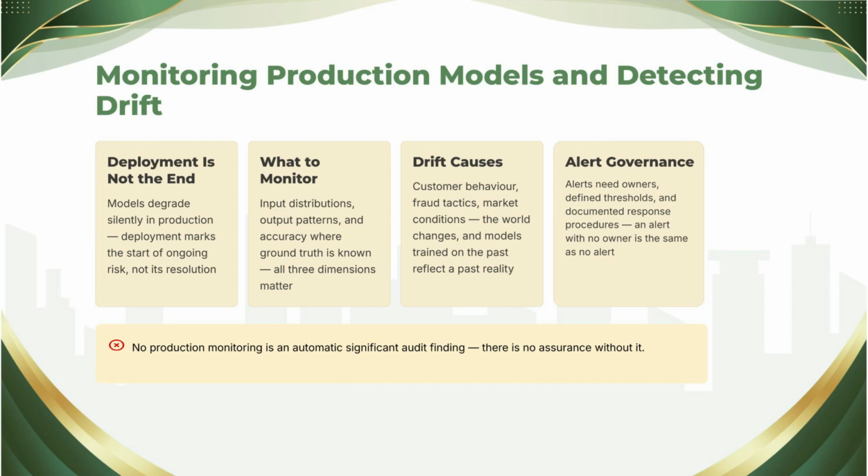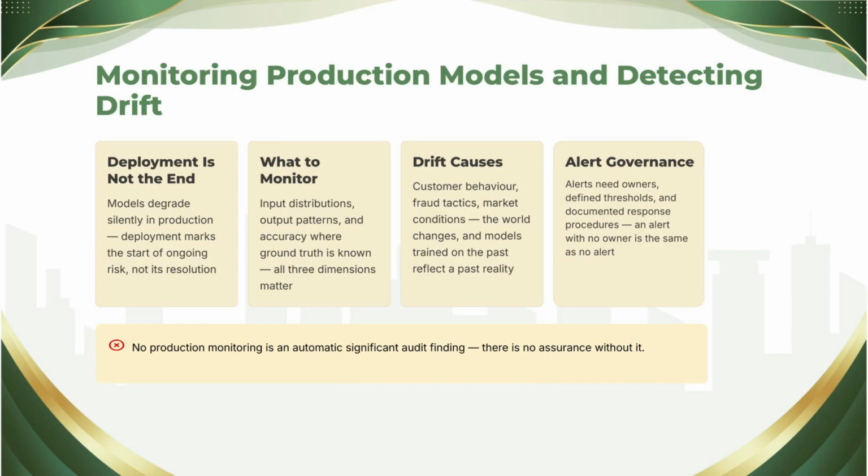The villain here is called drift. Data drift means the inputs arriving today no longer look like the training data. Imagine a credit model trained before the pandemic, suddenly seeing lockdown-era spending patterns. Same model, alien world. Concept drift is deeper.